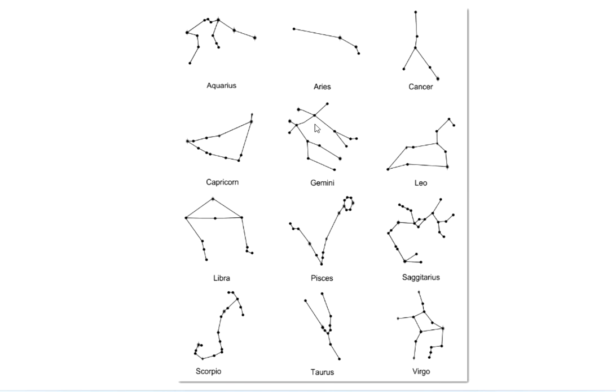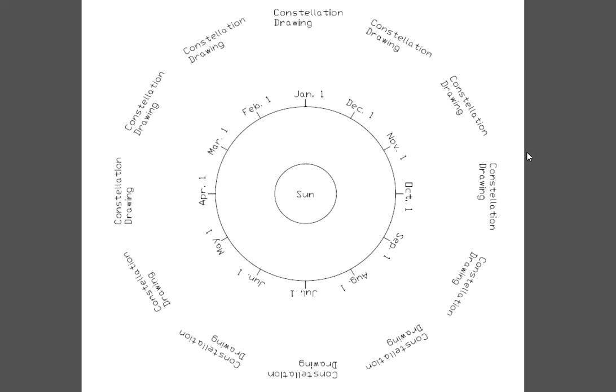What's special about these, as you know from the chapter 2 reading, is that there are 88 constellations in total, and this is just 12 of them. But these are the 12 constellations that are aligned along the ecliptic, which is the path that the sun appears to take throughout the year, and that's due to the Earth's orbit around the sun. So on various dates throughout the year, the sun passes through these constellations. And that's what this drawing project's all about.